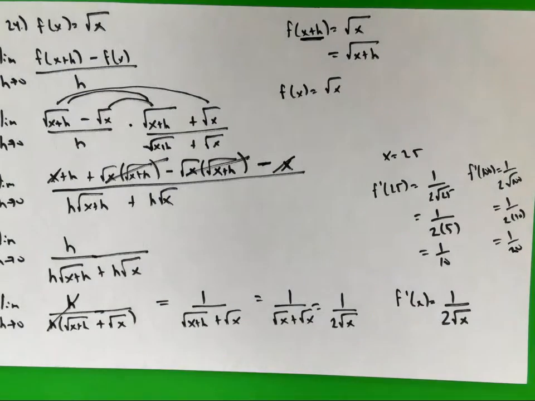Alright, number 24. This one's not hard, it just looks ferocious, okay? But it's not, these look ferocious, but it's nothing that you don't already know. It's just applying everything, okay? f of x equals square root of x. We have our definition. We need to find f of x plus h.